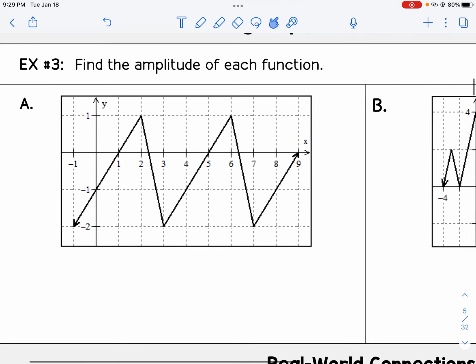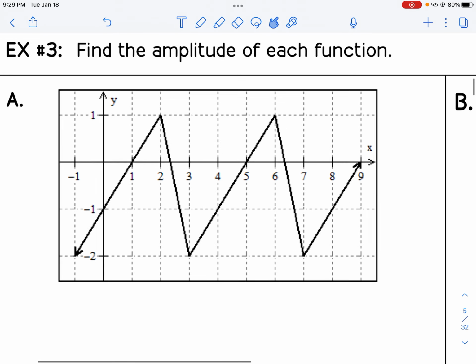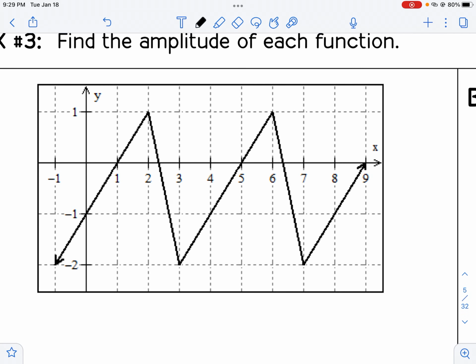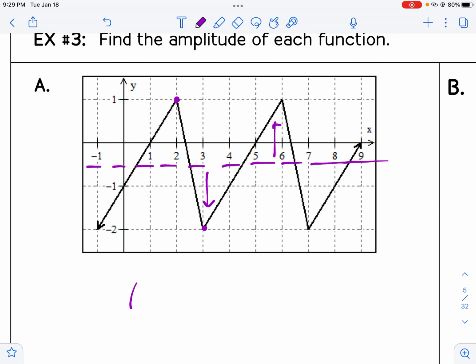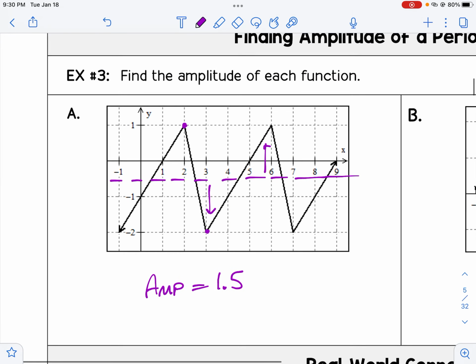So finding amplitude of a periodic function, let's find the amplitude. So first we have to figure out the midline. When you figure out the midline of one of these functions that repeats like this, we want to find the maximum, which is 1, the minimum, which is -2, and then determine the halfway point between 1 and -2. So that's 3 units. So 1.5 here, so that's 0.5 below, which means that my amplitude is going to be 1.5. That will be my distance between the midline and the max or the min.